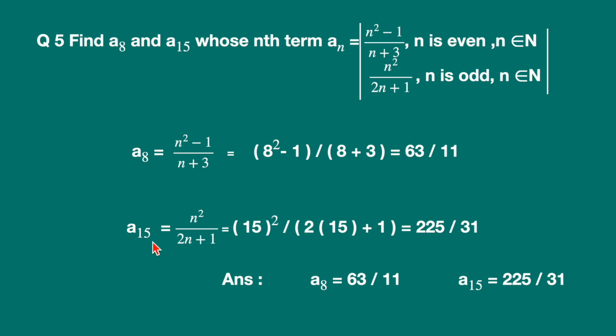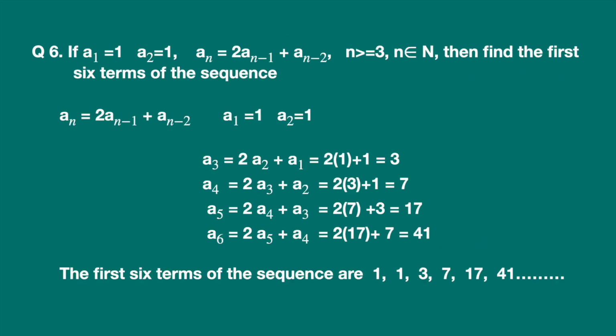A15, see 15 is an odd number. So we should take this formula, n square upon 2n plus 1. So write down in place of n 15, 15 square upon 2 into 15 plus 1. 2 into 15 is 30, 30 plus 1 is 31 in the denominator. 15 square is 225. So 225 upon 31 is the answer.